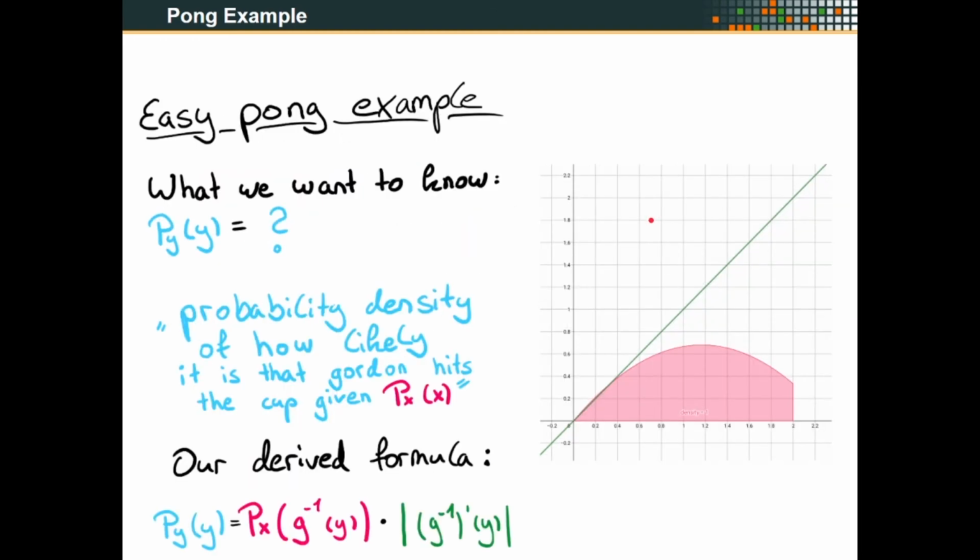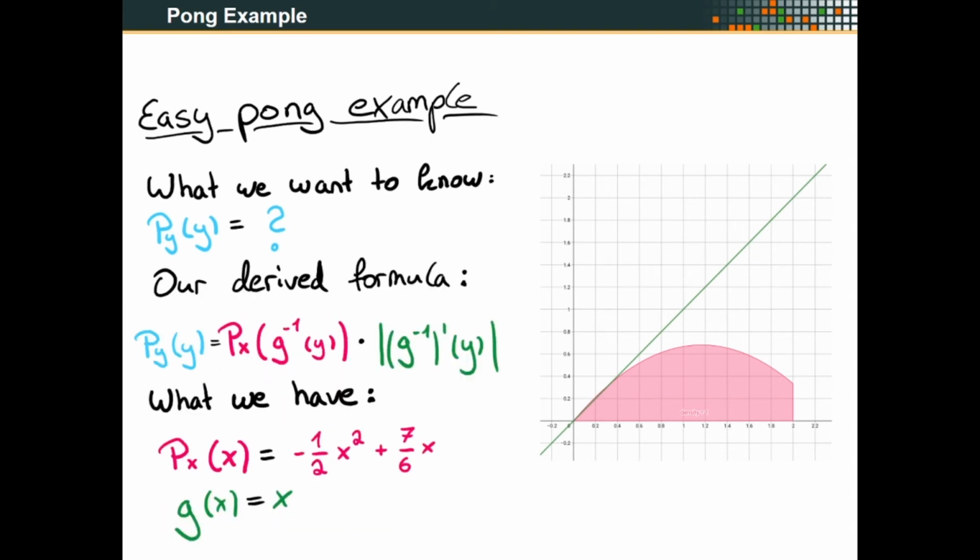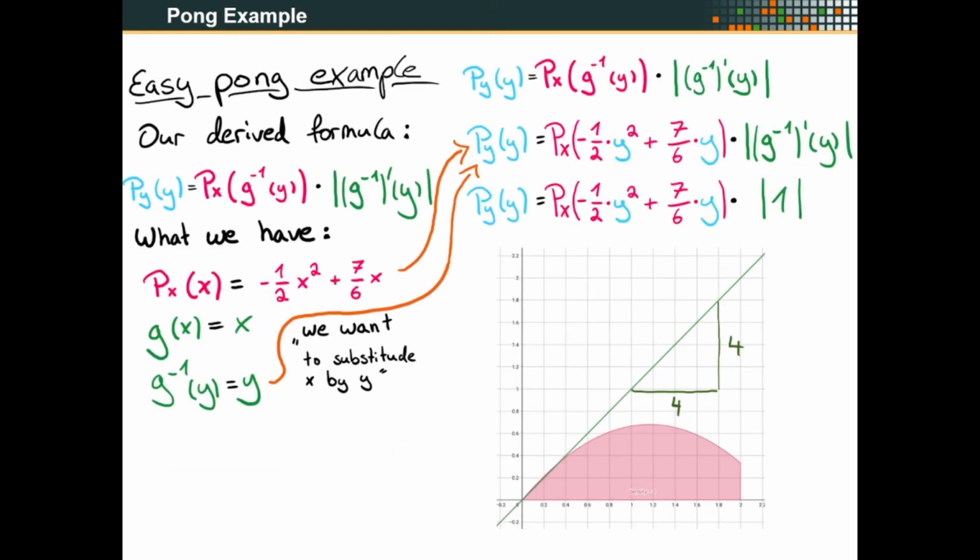Now to go back to our example of Gordon's epic beer pong game. We still want to know how likely it is that Gordon hits the last cup, given our probability density of where the cup is actually placed. To do so, we simply use our derived formula from the last slide. To make this even clearer, we use our probability density function p_x(x) instead of just talking about p_x(x). As the next step, we insert the inverse transfer function and substitute x by y in our function p(x). And now you finally see why we used this simple transfer function.